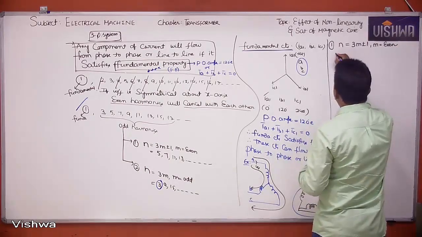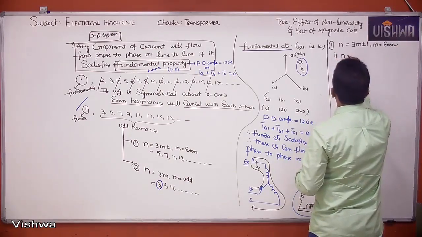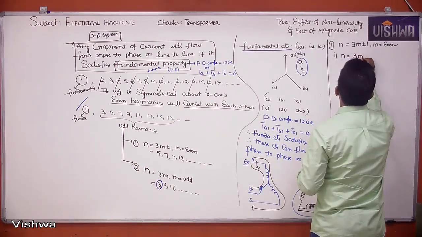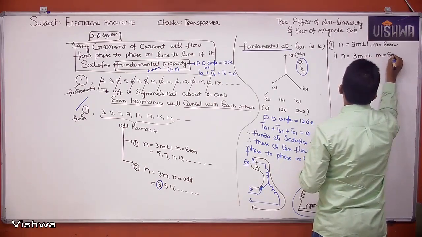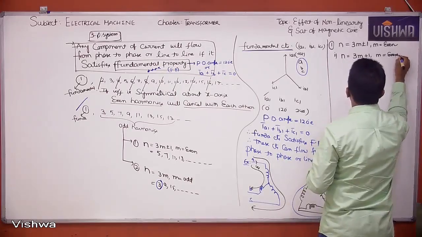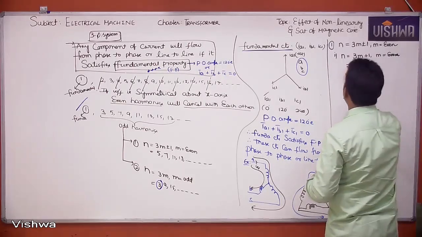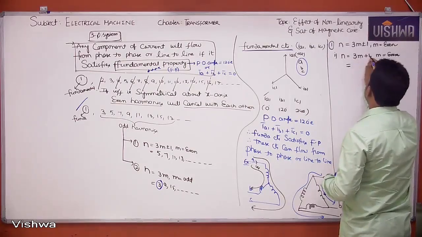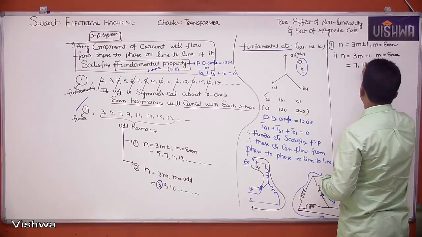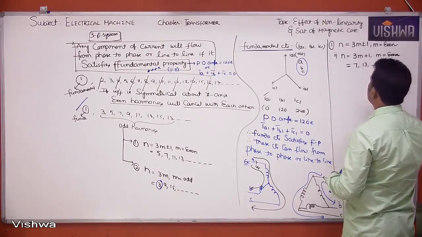In that one second, I'm just taking n equal to 3m plus 1 first, where m is even. Next we'll go for n equal to 3m minus 1. First, tell me n equal to 3m plus 1, where m is an even number. 3 2s are 6 plus 1, 7. 3 4s are 12 plus 1, 13, and so on.